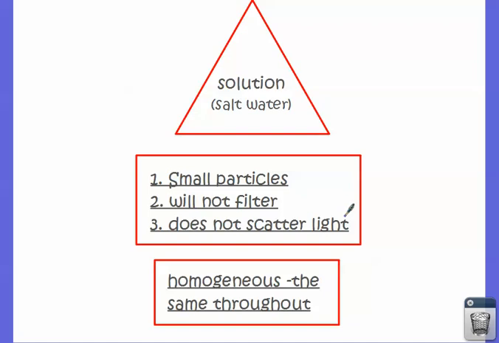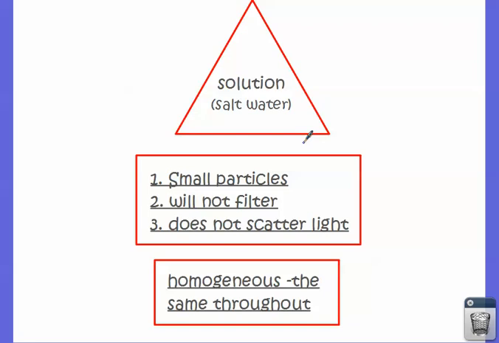Scatter light means that when light hits the substance or particles, it bounces off in lots of different directions. This doesn't happen with a solution. Light will pass directly through without any of the light changing direction. If you have a good solution of distilled water and salt, light should pass directly through it. If we were to put a laser pointer into the container, you wouldn't even see the beam of light in the water. It would be passing right through.